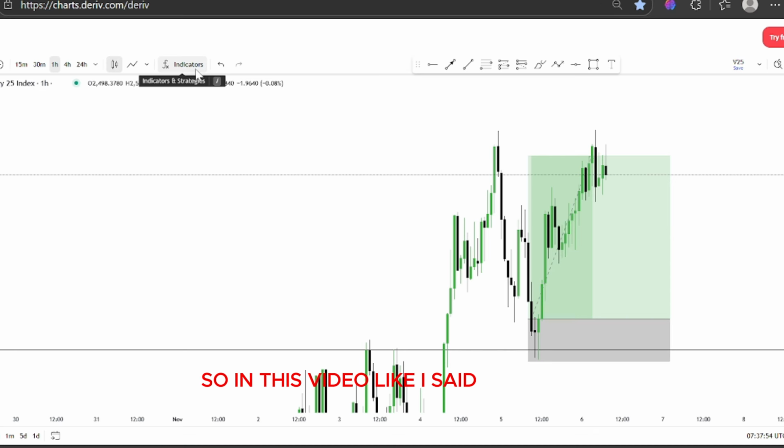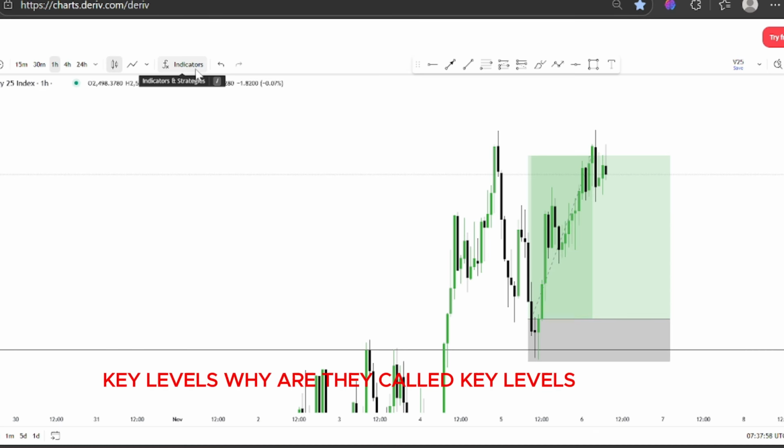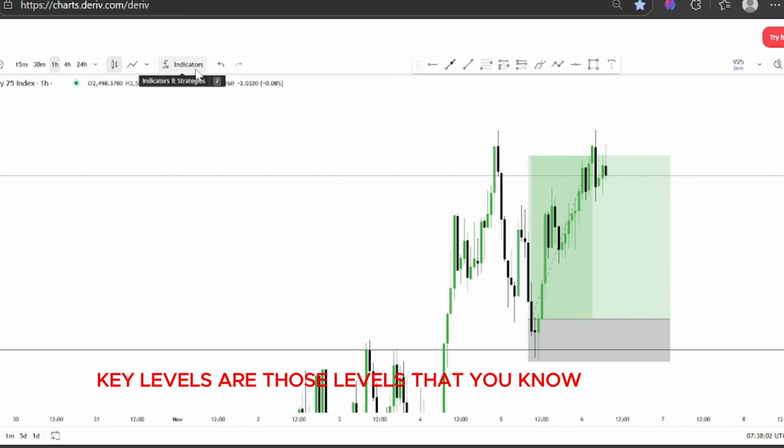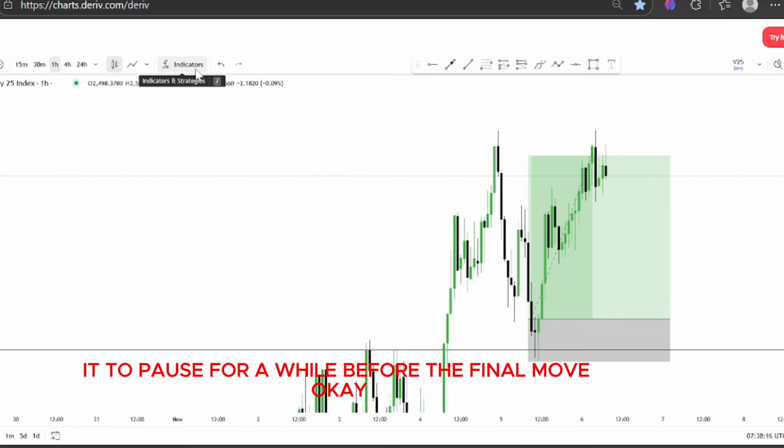So in this video, like I said, I'm showing you guys how to identify key levels. Why are they called key levels? Key levels are those levels that the market finds it difficult to break. Once the market drops or moves into a key level, it reverses. Or even if it does not reverse, it will pause for a while before the final move.